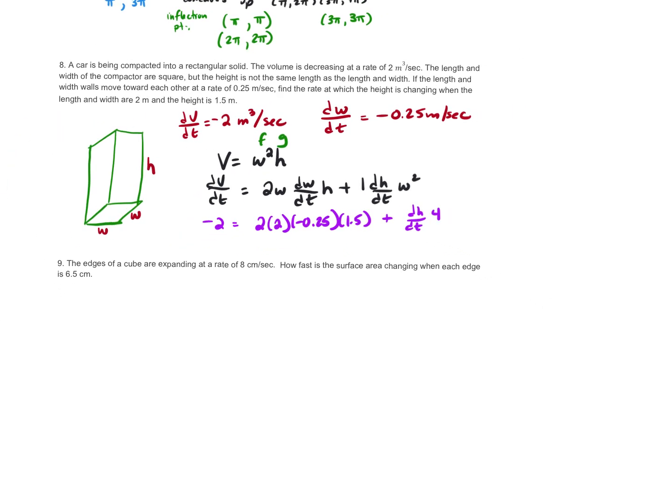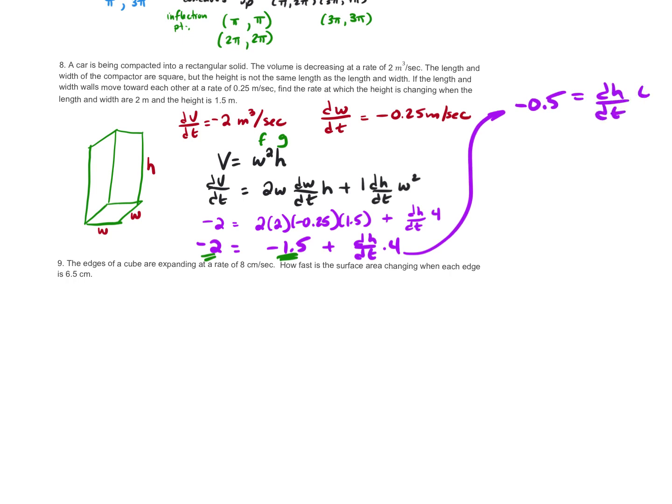So now I just have to clean this up algebraically. This is negative 2. This is 4 times negative 1/4, which is negative 1. So this is negative 1.5 plus dH/dt times 4. So then if I add 1.5, I get negative 0.5. I'm just moving this 1.5 over here. Equals dH/dt times 4. And then I'm just going to divide both sides by 4. So dH/dt is going to be negative 0.125 meters per second.